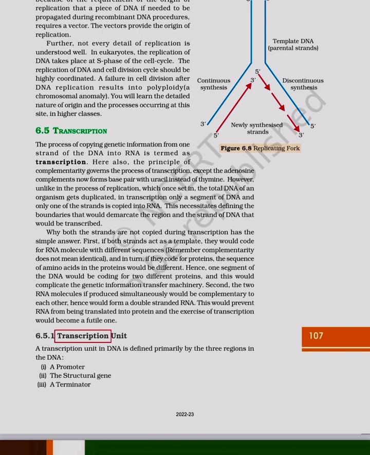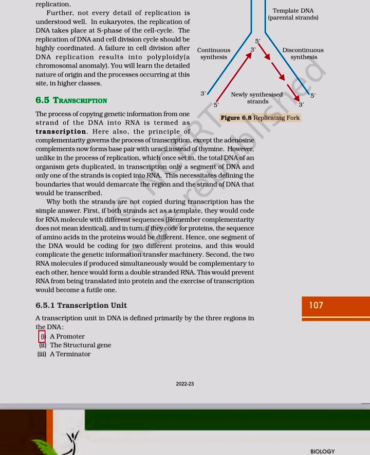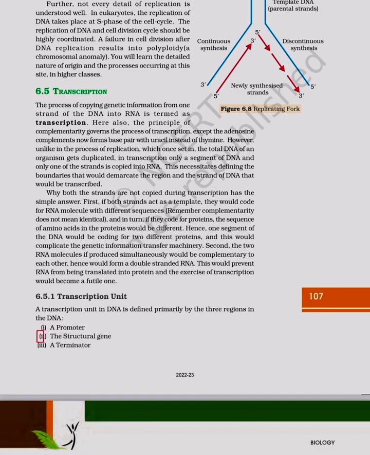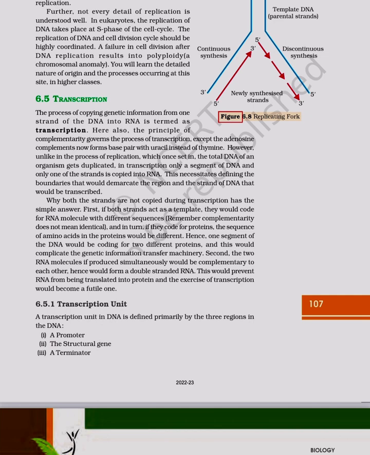6.5.1 Transcription unit. A transcription unit in DNA is defined primarily by three regions in the DNA: 1. A promoter, 2. The structural gene, 3. A terminator.